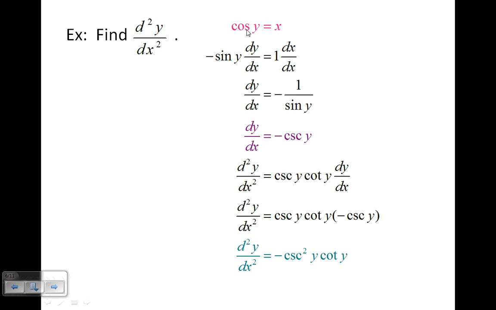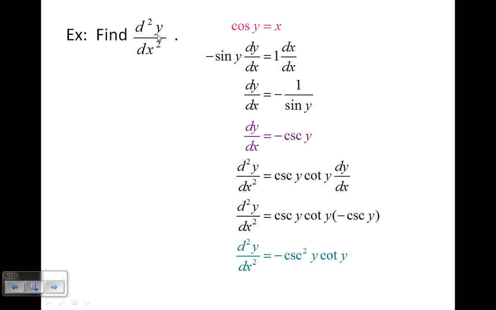So the derivative of cosine y is negative sine y times the derivative of y. That's the chain rule part. I have to remember to take the derivative of the angle. Equals, and over here on this side, the derivative of x is just 1. You can say 1 dx/dx. On the next line, of course, dx/dx simplifies to 1, and I solve and I get my answer. So that's my answer for my first derivative, I should say. It comes out to negative cosecant y.